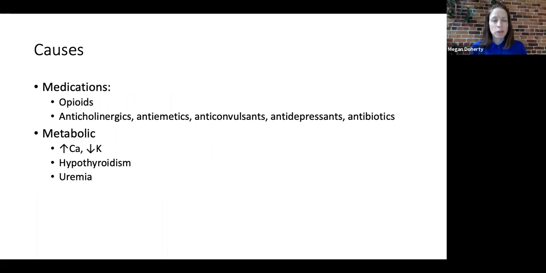In pediatric palliative care, here are some of the most common causes of constipation. Opioids and other medications, including anticholinergics, antiemetics, anticonvulsants, antidepressants, and antibiotics have all been implicated. Metabolic derangements, including hypercalcemia, hypokalemia, hypothyroidism, and uremia may also be present, and you can consider these investigations if appropriate for the goals of care of the child.